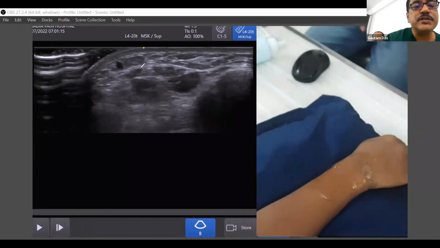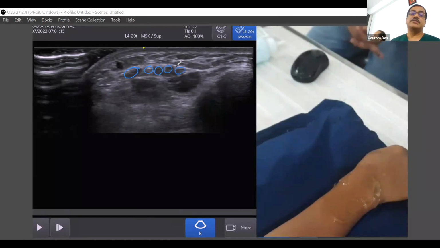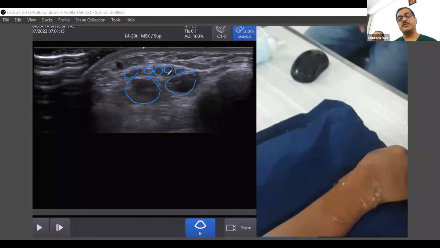This is your extensor digiti minimi, and these are the four tendons of the extensor digitorum. This is your extensor indicis. This is your extensor pollicis longus. So they are starting from this side, Lister tubercle, and then gradually they are going there.